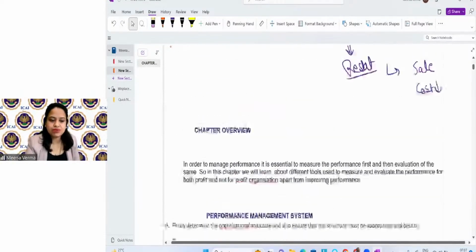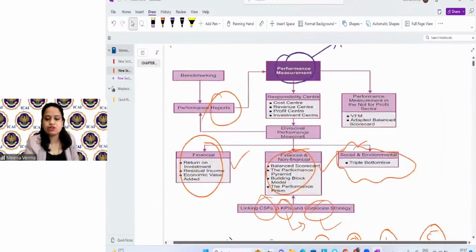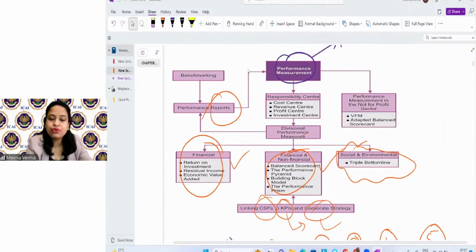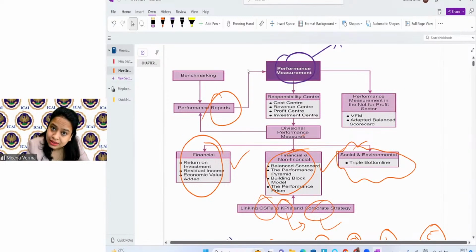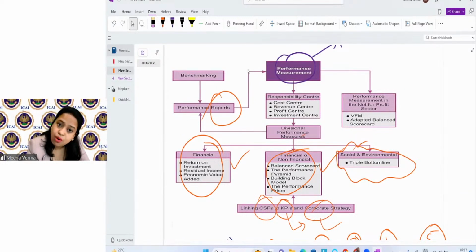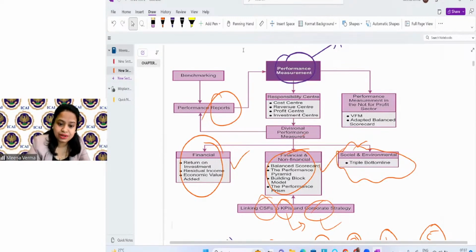First, what do we have? First, they are talking about the responsibility center. Matlab, before evaluating the actual performance of the company, we will first try to understand the structure of the company, right? So before evaluating all these things, first, what do we want? We want to see the structure of the company. All right. The structure of the company.